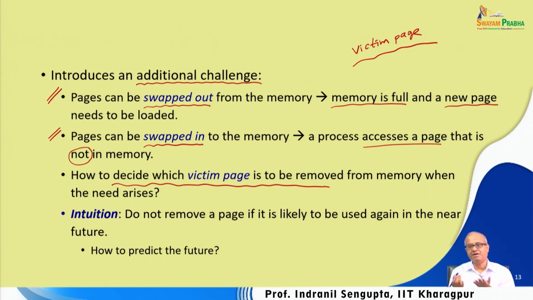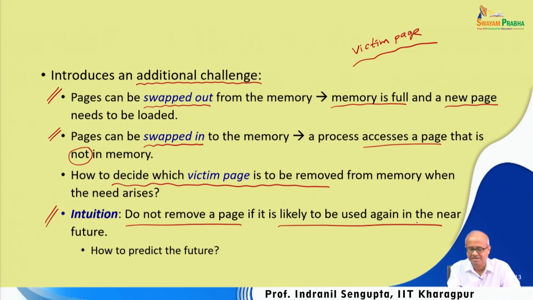The basic idea or intuition behind page replacement algorithms is, as mentioned here, do not remove a page if it is likely to be used again in the near future. But you see, the operating system is not an astrologer, the OS cannot see the future, but somehow it can predict what might happen in the future. This is what we shall see later. You try to select a victim such that it is least likely to be used in the near future. Okay. So, how to predict the future, we shall be discussing later.